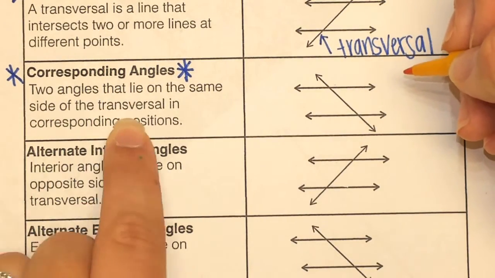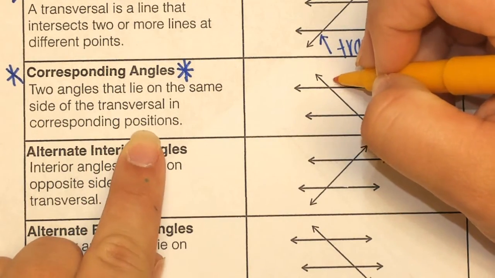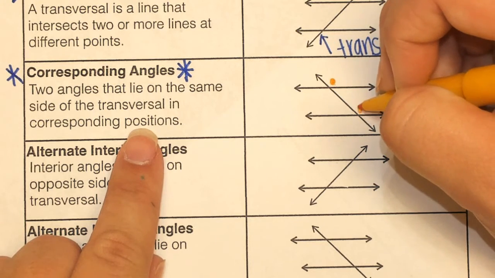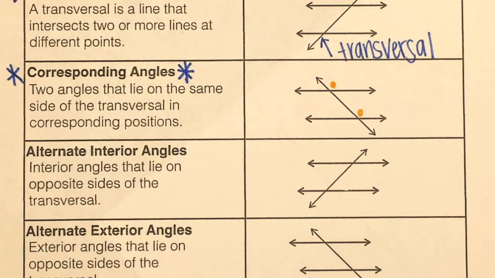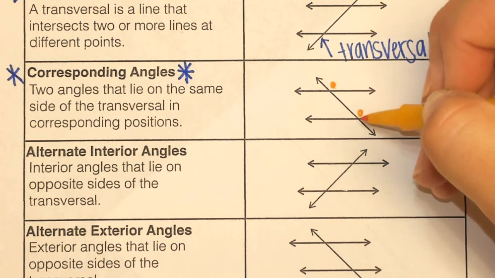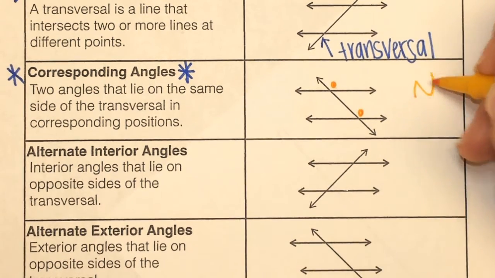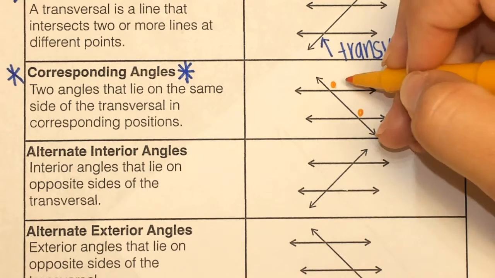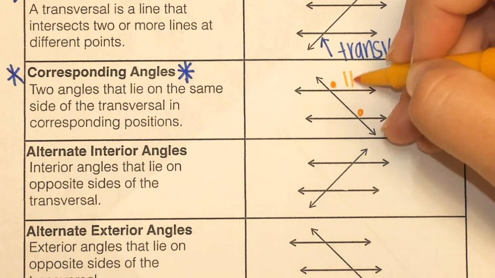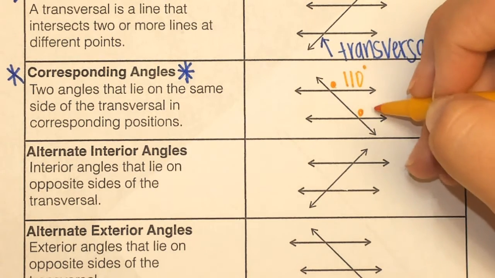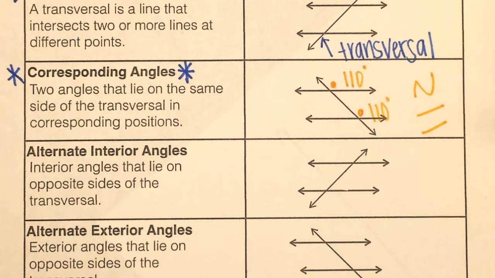Corresponding is on the same side of the transversal, but in corresponding positions. So here's one and here's one. So wherever I just put a yellow dot, those angles are corresponding. Yes? So why would we have two different colors? I'll tell you, because these two are corresponding to each other. Okay, and when they're corresponding, it means they are congruent. So if this angle right here is 110 degrees, then this one down here is also 110 degrees.